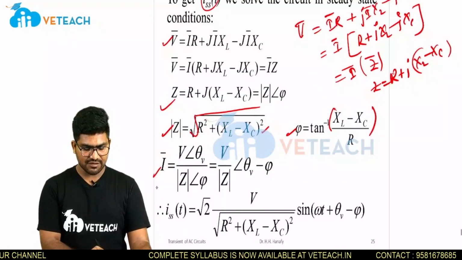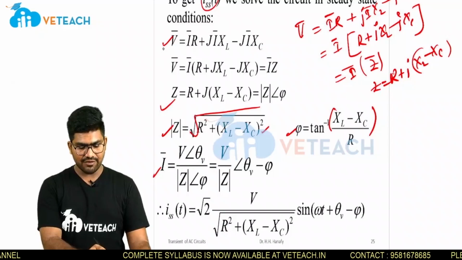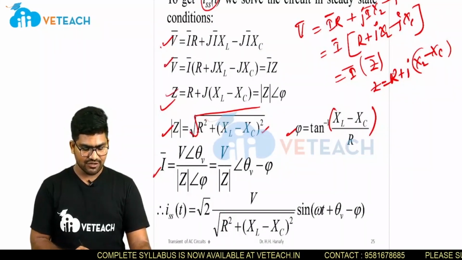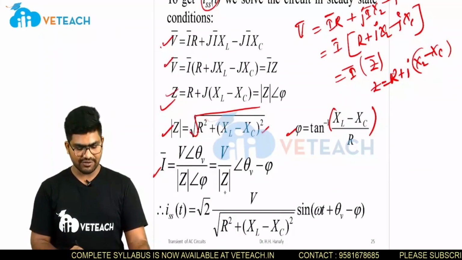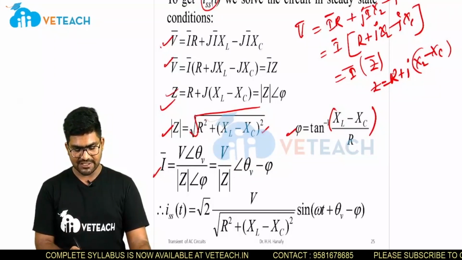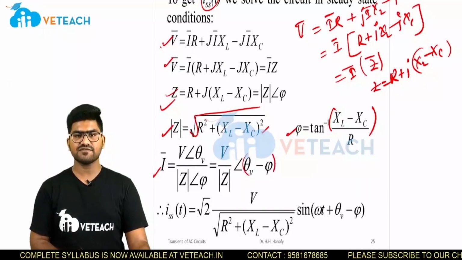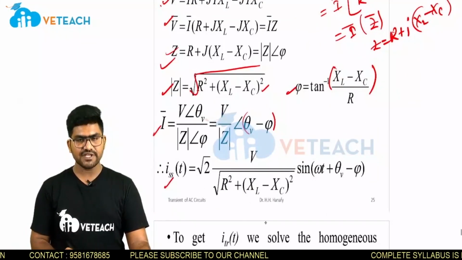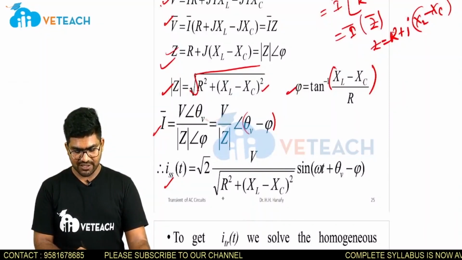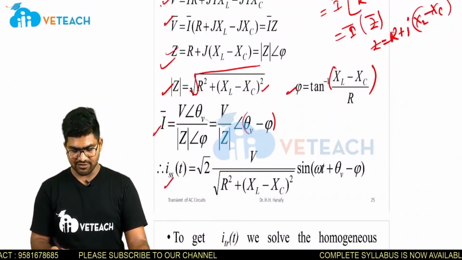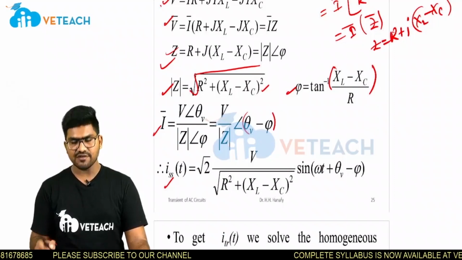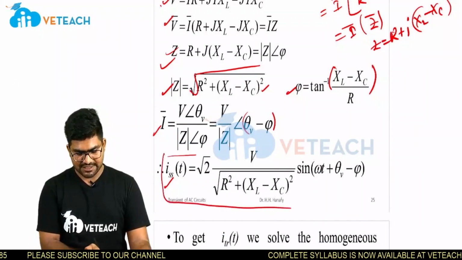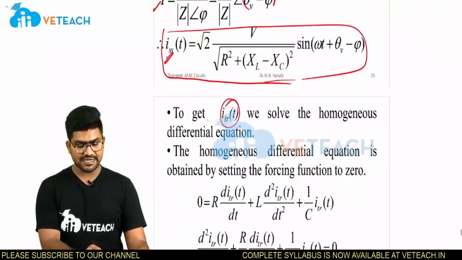So from there we know V and Z. I is nothing but V at an angle theta V divided by Z at an angle phi, so V by Z at an angle theta V minus phi. From there ISS of t is root 2 into V by the square root of R square plus XL minus XC whole square, times sin omega t plus theta V minus phi. So this is the steady state current.